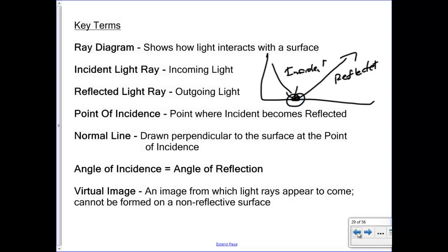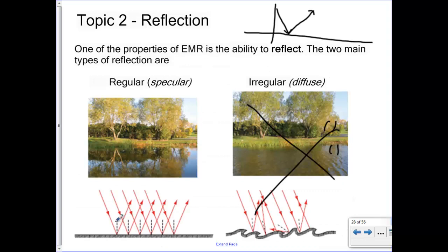Normal lines, I actually have a couple of them drawn in this diagram right here. These little dotted lines here are considered a normal line. So what you want to do is find that point of incidence and draw a directly perpendicular line.